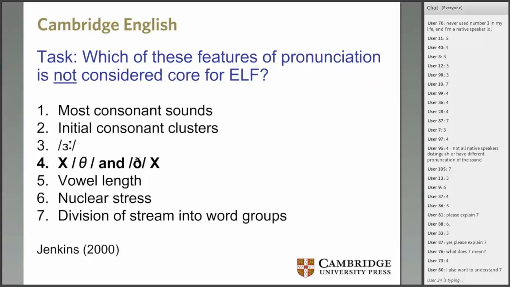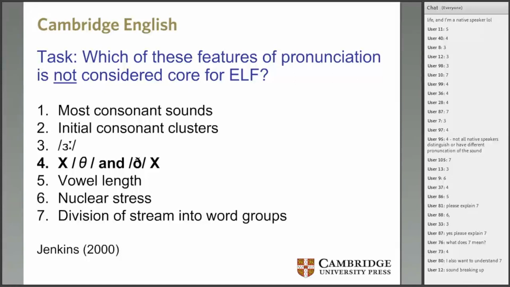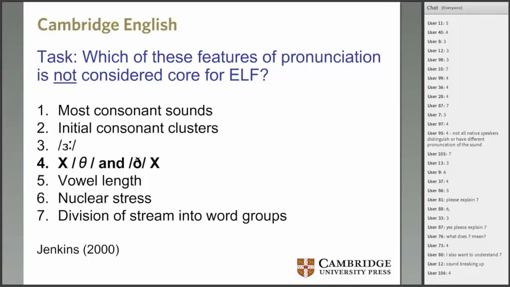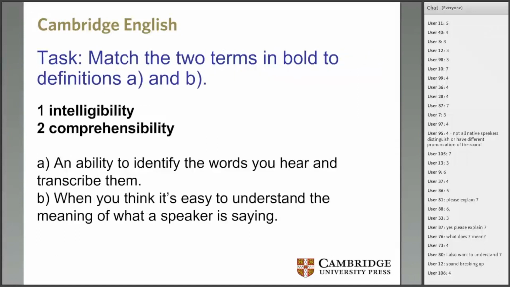That number four, it's interesting, the TH sounds, which of course for a lot of learners are very, very difficult to say, the unvoiced and voiced TH, in fact, are not critical in terms of being understood. Whereas all of the other features are important. And it's interesting, number three is interesting because it's actually the only vowel sound which is considered problematic. So we're going to have another look at this in a moment.